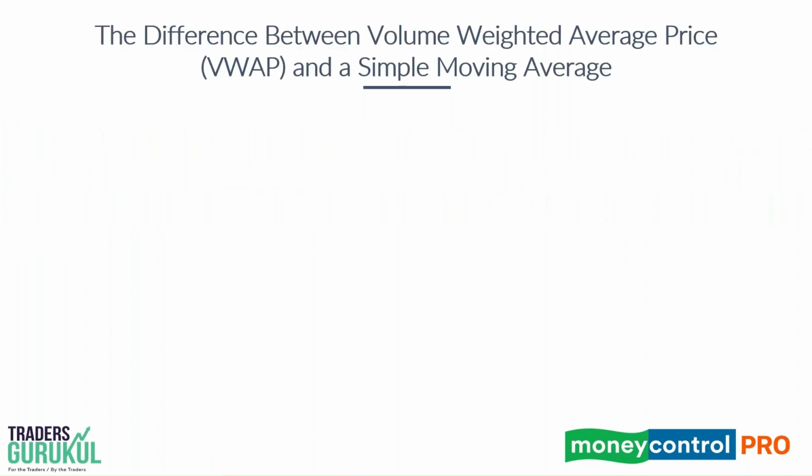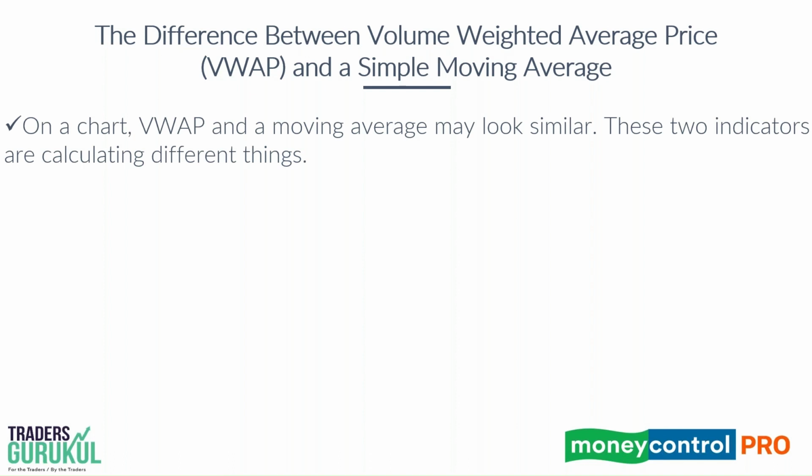Now, we will understand the difference between volume weighted average price and simple moving average. A few seconds ago, I told you that this is just an average, but you will say, if it is the average, why don't you use a simple moving average, 9 day, 12 day, 18 day, 21 day, and why do you use volume weighted average price? Because, as the name suggests, volume weighted average price. On a chart, VWAP and moving average may look similar, but these two indicators are calculating two different things.